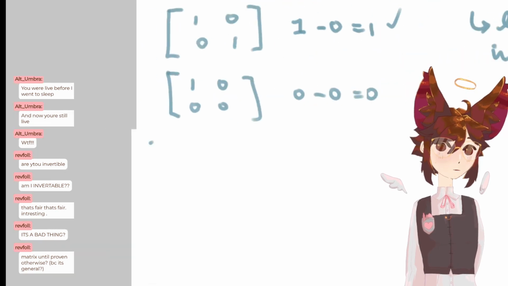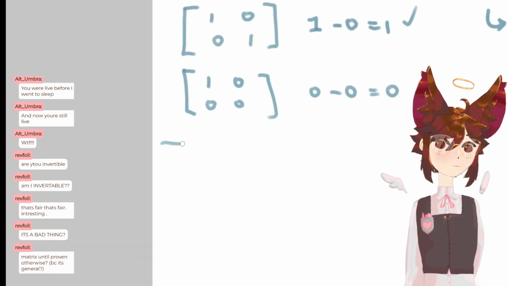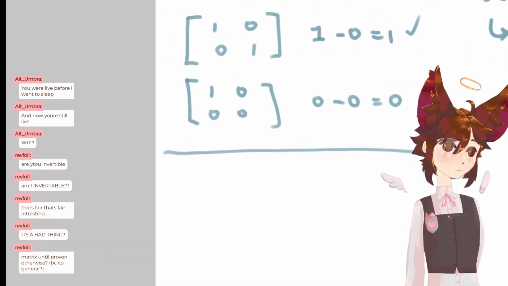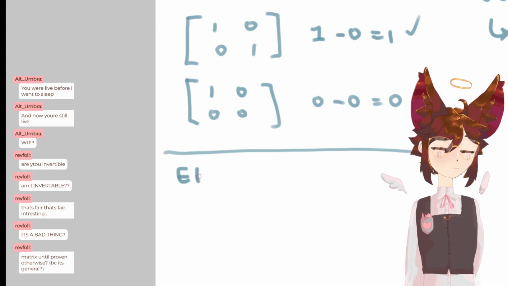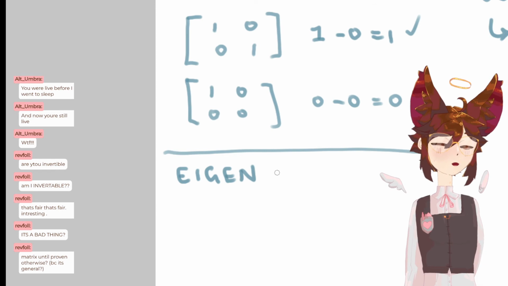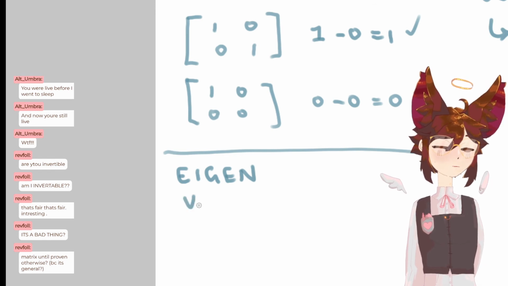That's not a straight line. It's fine. Okay, let's talk about eigenvalues. Eigen things. Let me write it out. Eigen. Like that. Eigenvalues. And then we can talk about other things.